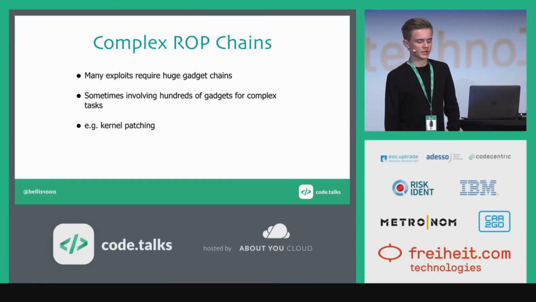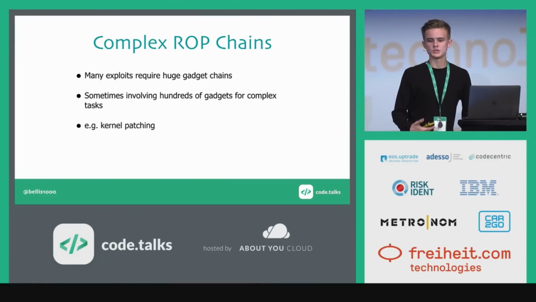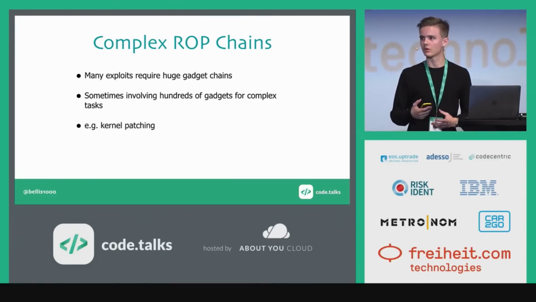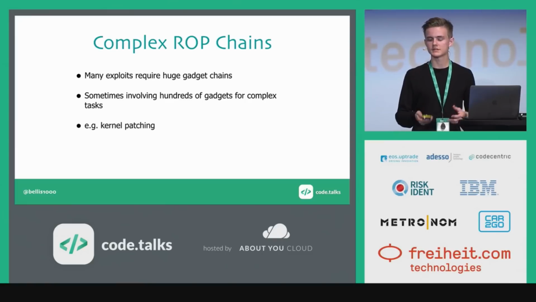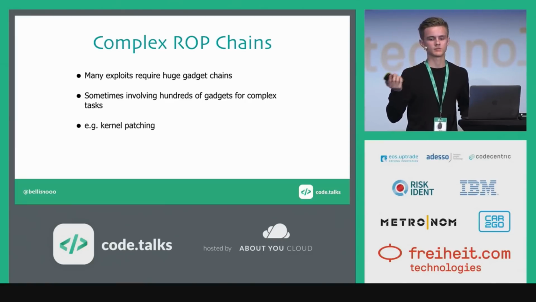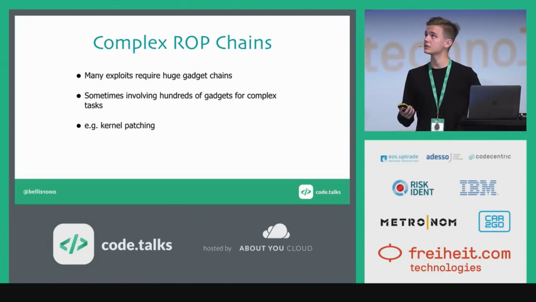So with complex ROP chains, in most exploits, or at least those used in weapons-grade malware, you're going to want to be doing a lot of stuff with your ROP chain. You're not just going to want to jump to one place. So you're going to need to use several hundreds of gadgets, maybe in some cases. With the kernel patching, for example, it would take quite a few gadgets to be preparing patch values and addresses, and then jump into the patches each time. So you will need significantly large ROP chains.